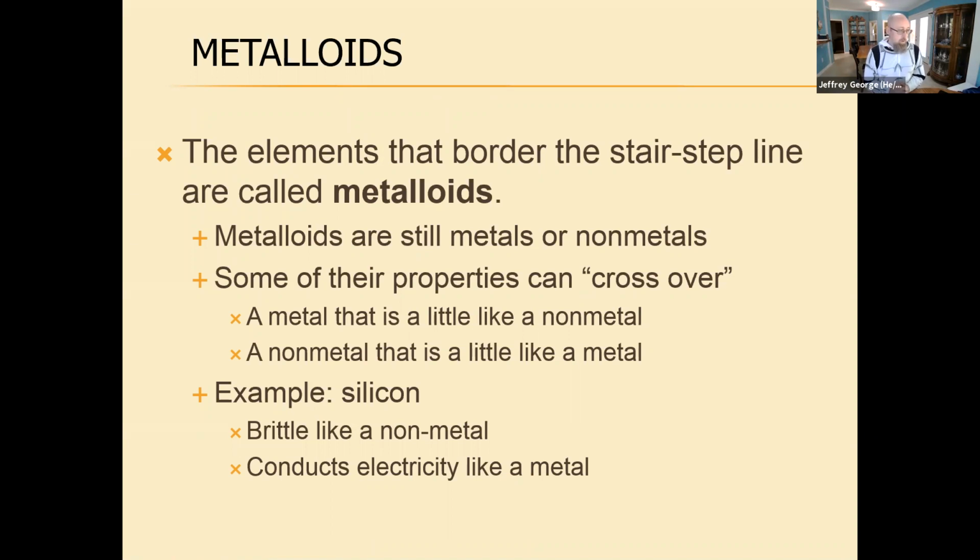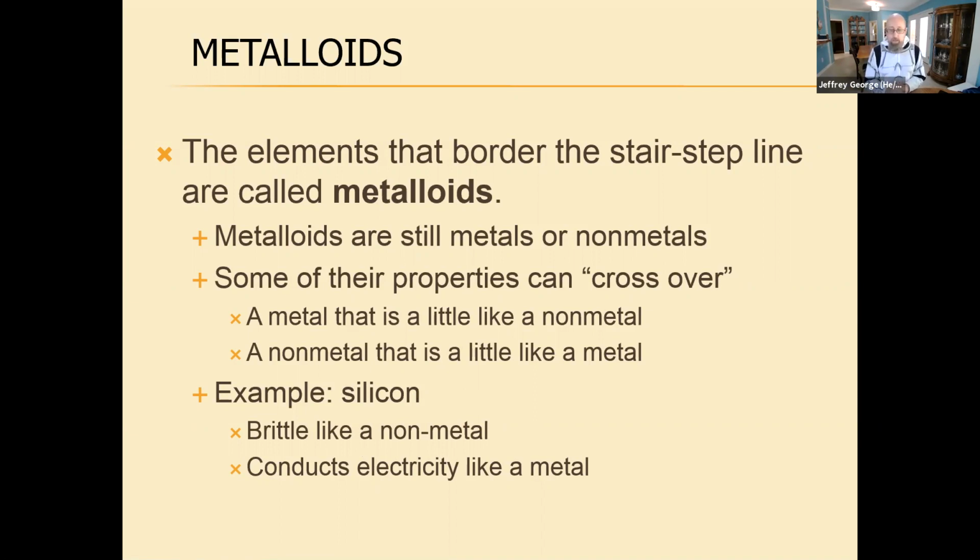All right, so when we talk about metalloids, metalloids are an additional label. Remember that an element is still always either a metal or a nonmetal, but it can also be a metalloid on top of that. So for example, a metal that has some non-metal properties, or a non-metal that's a little bit like a metal in some ways. Silicon's a great example of this, which is the basis for our computer chips. And again, a lot of our miniaturized technology.